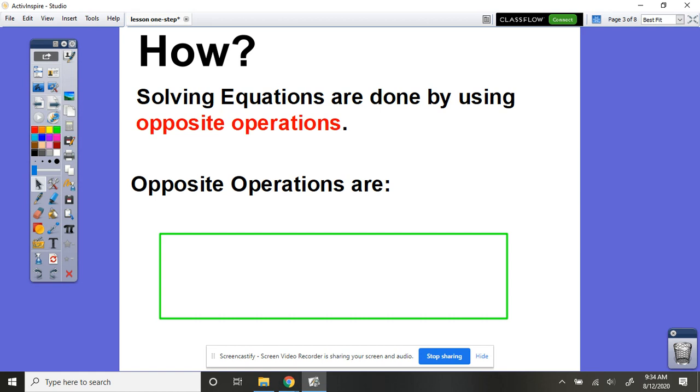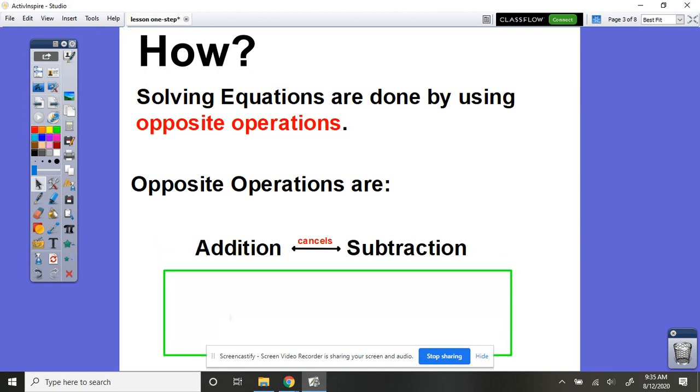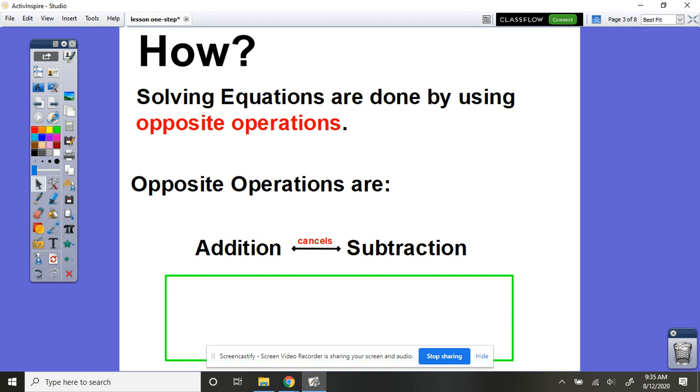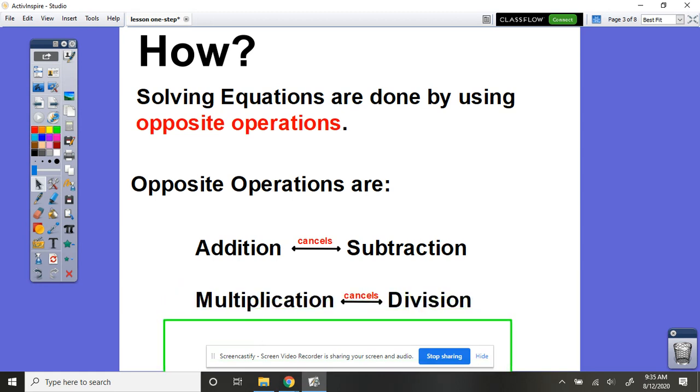How do you solve an equation? Solving equations is done by using opposite operations. The opposite operations are: addition cancels subtraction, and the reverse of that is that subtraction cancels addition. Also, multiplication cancels division, and the opposite of that is that division cancels multiplication. Today's lesson is going to focus on addition and subtraction.